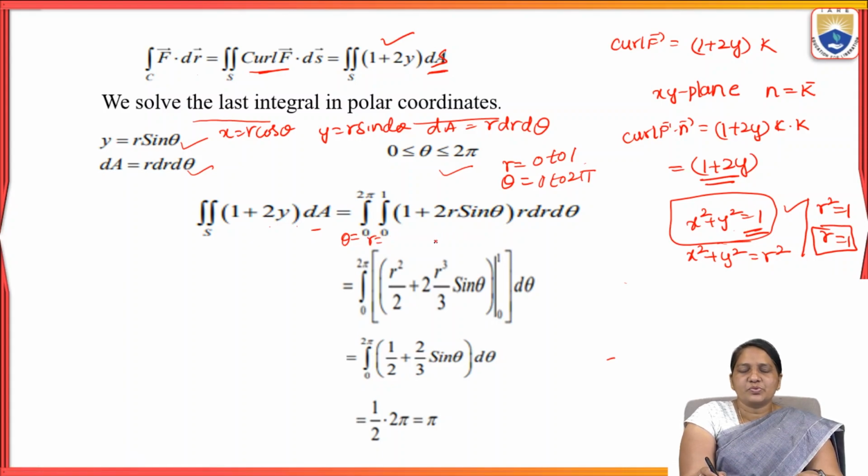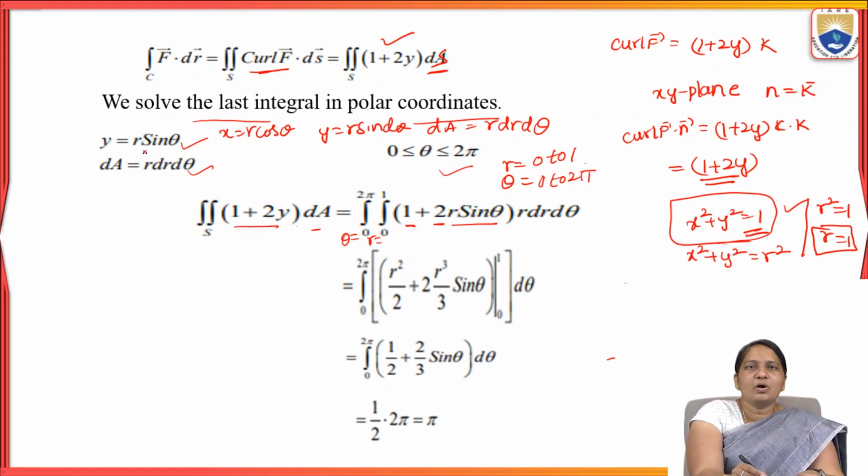So here I am going to substitute the values in place of x and y and dA. Here 1 plus 2y, so what is the y value? r sin theta. What is the y value? r sin theta.